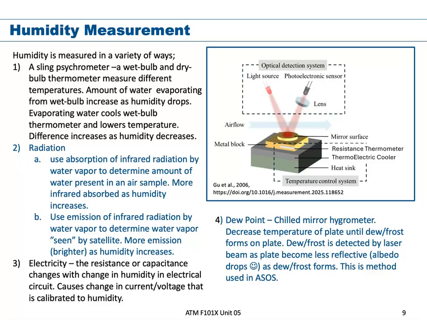Electric hygrometers are based on the fact that humidity can change the properties of electrical components. Changes to resistance and capacitance can be detected and converted into a measurement of humidity.